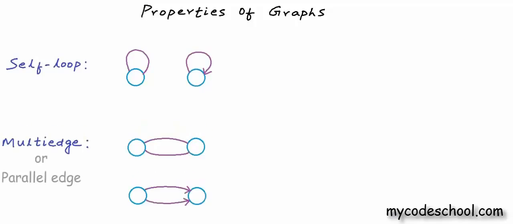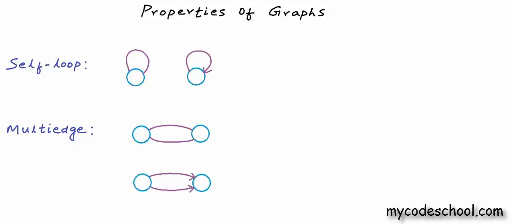Now the next special type of edge that I want to talk about is multi-edge. An edge is called a multi-edge if it occurs more than once in a graph. Once again, we can have a multi-edge in both directed and undirected graphs. First multi-edge that I'm showing you here is undirected and the second one is directed. Now once again the question, why should we ever have a multi-edge?